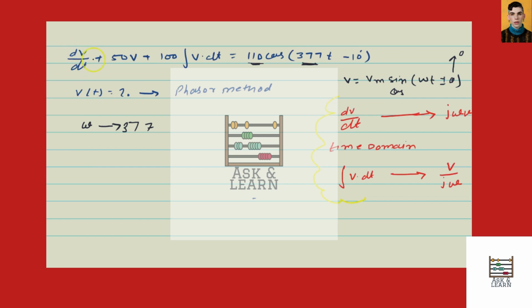Then dV/dt becomes jωV, plus 50V with no change, plus 100V/(jω) equals 110 angle of −10 degrees. This was in the time domain and this is in the frequency domain, or we can say the phasor form.